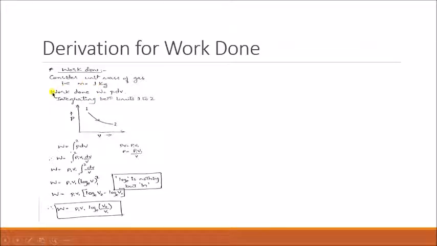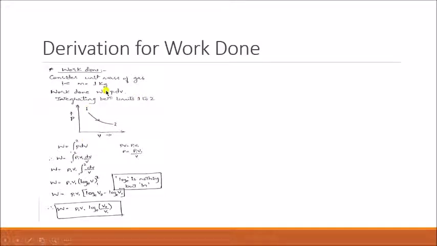Okay, so the general equation for work done is given by W is equal to P dV, that is, pressure into change in volume. This dV is nothing but the change in volume, that is V2 minus V1. So this is the general equation for work done. Now I'll integrate this equation using the limits 1 to 2.